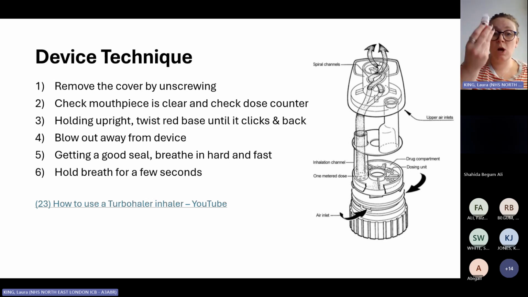Anyway, what we say is we hold it upright because it scrapes off a dose a bit like a Pritt stick. We twist the base until it clicks and we twist it back. We blow out away from the device. We get a good seal and we breathe in hard and fast. And we get the young person to hold their breath for a few seconds or for as long as comfortable. And generally these are one puff at a time. So that's you done.